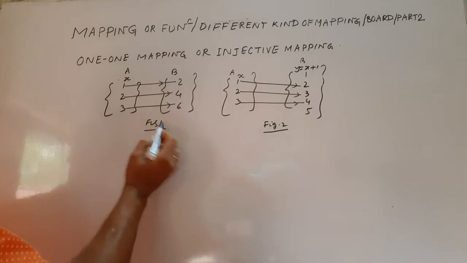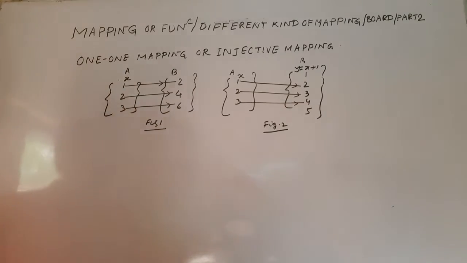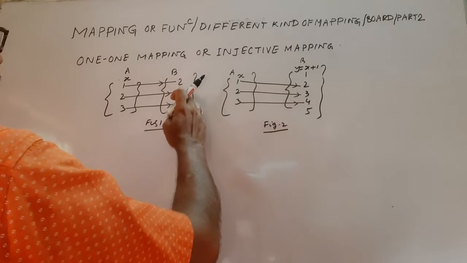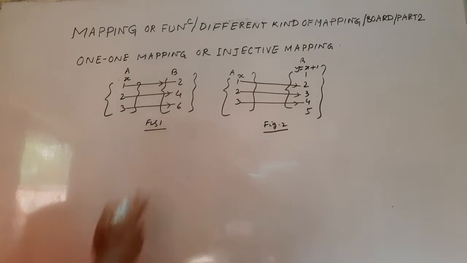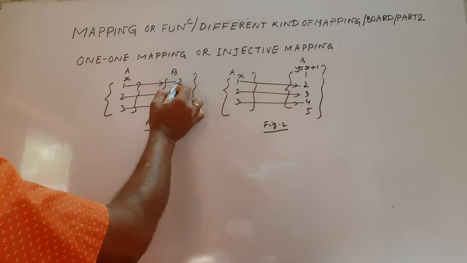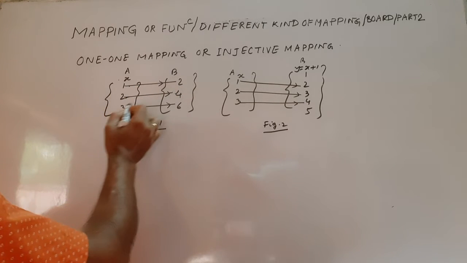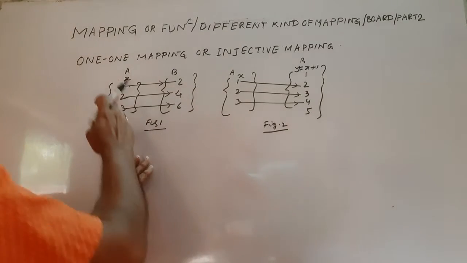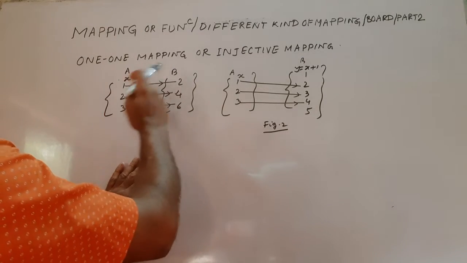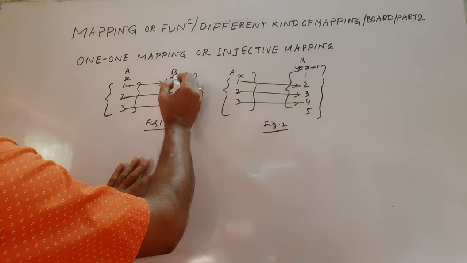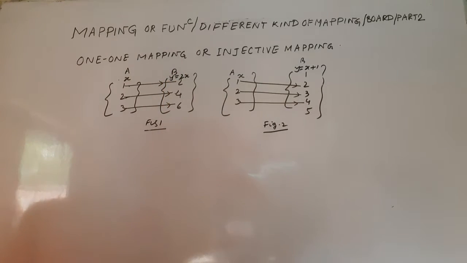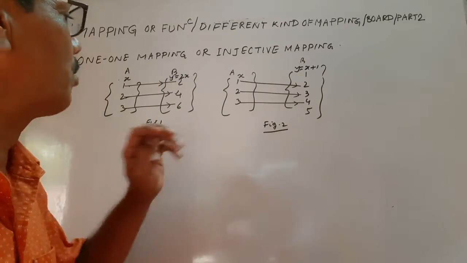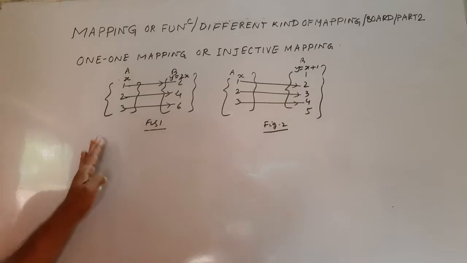to figure 1. A is a set having 3 elements, 1, 2, 3. B is a set 2, 4, 6. Now 1 corresponds to 2, 2 corresponds to 4, 3 corresponds to 6. So there is a relation. For each x belonging to A, there is a unique element. So y equals 2x. So this is a function, this is a mapping.